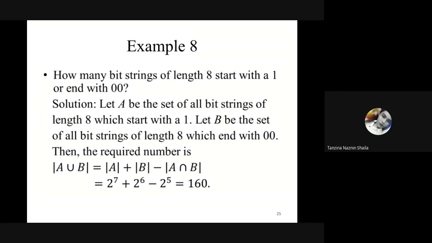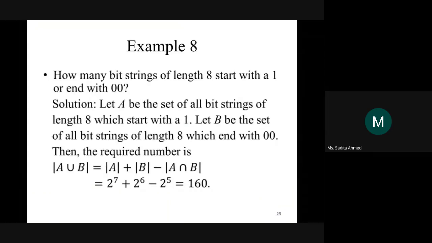Yes, miss. Yeah. So if you basically think of a set A which contains all bit strings of length 8 which start with 1, and set B which contains all bit strings of length 8 which end with 0, 0, and if you say that we'll just add the elements of these two sets together and we'll get the result from there. Where is the error with that? The error is that the bit strings which start with 1 and at the same time end with 0, 0 will be counted twice.